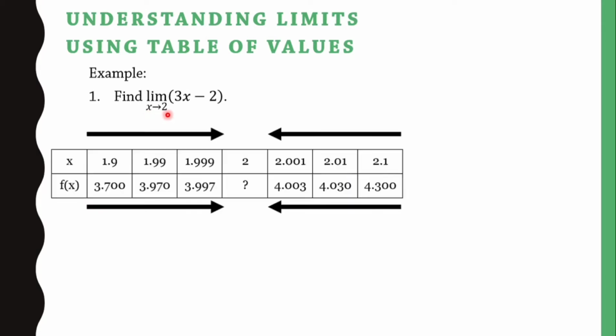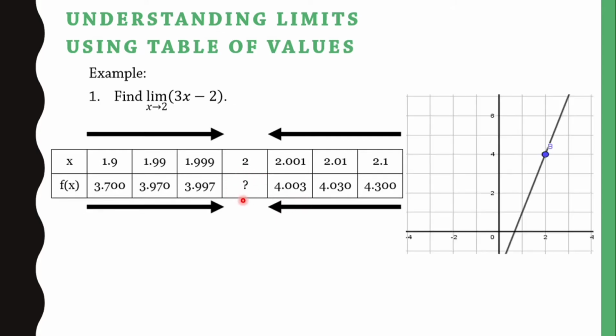So, we have here our table of values. Take note, the value of f of x here is still a question mark, because that's what we're going to find out. We also have a graph here, but we will focus on understanding the limit using the graph later. For now, we will focus on getting the limit using this table of values.